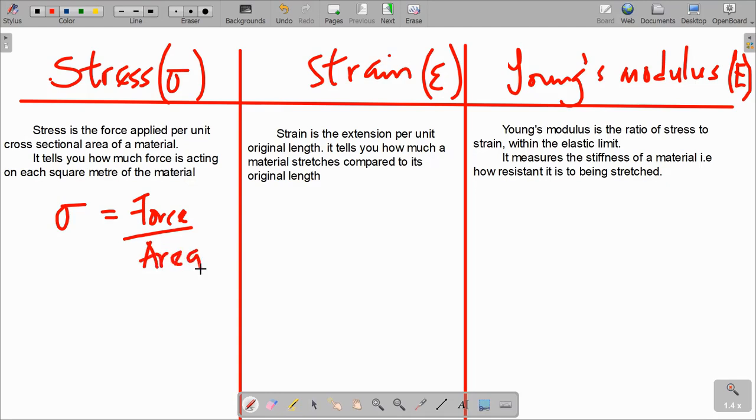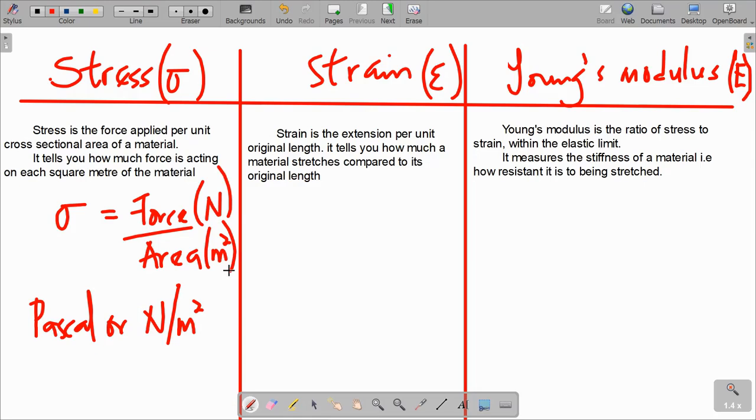This equation reminds us of the pressure equation. Pressure is equal to force over area, and it has an SI unit of what? Pascal. Either we write Pascal or we say it's equal to Newton per meter squared, since force is in Newton and area is in meter squared.